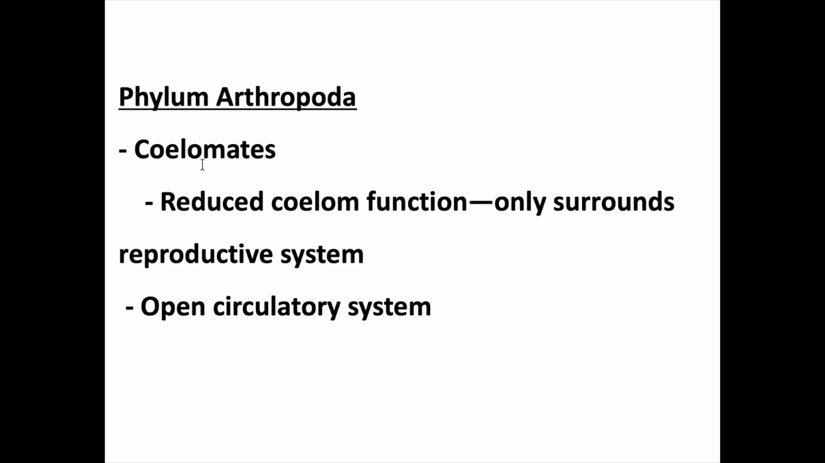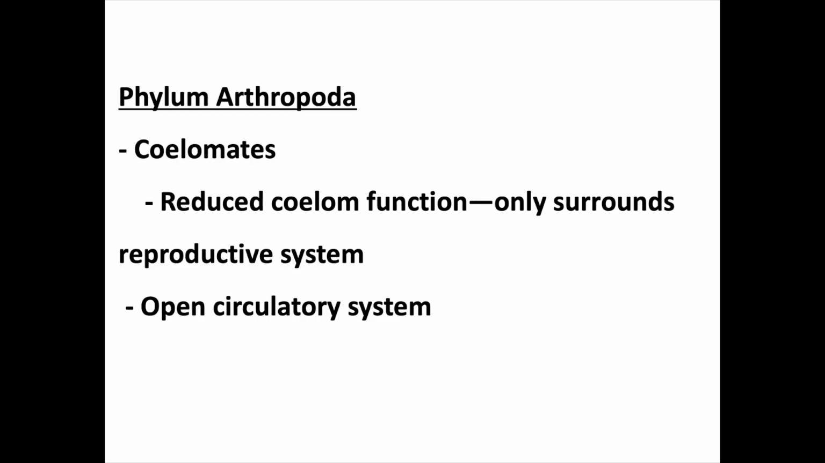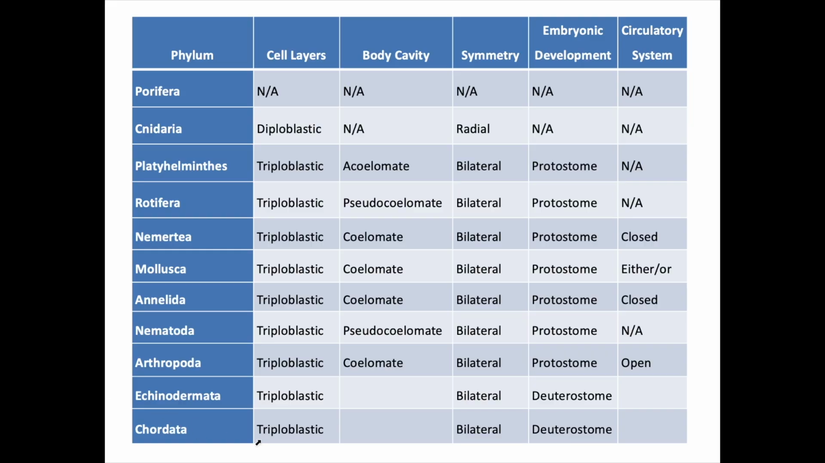Well, one of their things is that they're coelomates. But that's not really the key to their success. We've seen plenty of other coelomates so far, and their coelom doesn't do much. I'm saying reduced coelom function. It only surrounds the reproductive system, so it's not doing anything particularly special. They have an open circulatory system. Again, here is a grasshopper that was our example of open circulatory system. But once again, this is not unique. This is not new. We have seen this before. I'm pointing these out because that allows us to fill out this table. So Arthropoda, coelomates with an open circulatory system. So what is special about them?